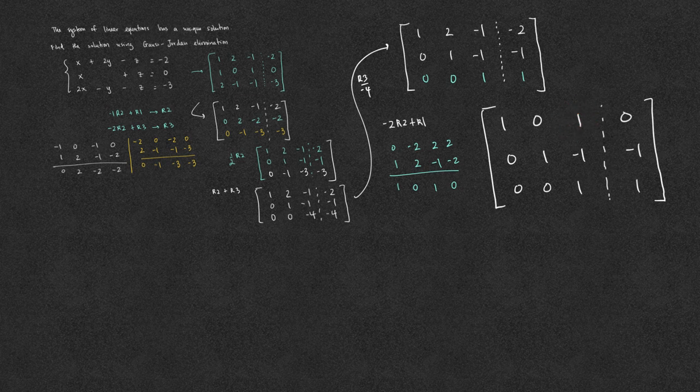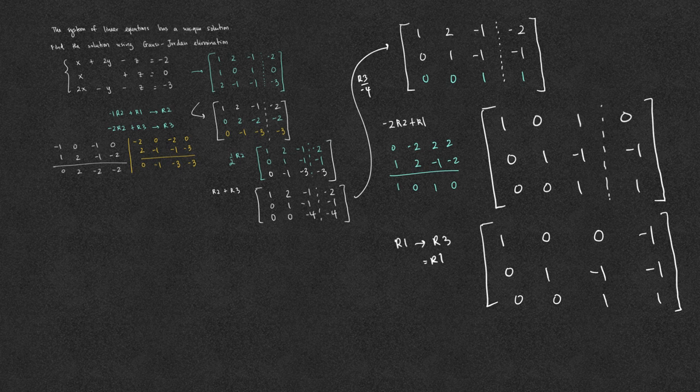We then turn the entry in the third column and in the first row to 0, and we can do that by not combining row 1 and row 2, but row 1 and row 3. We can take row 1 minus row 3 to get row 1. 1 minus 0 is 1, 0 minus 0 is 0, 1 minus 1 is 0, and 0 minus 1 is -1. The second row is still 0, 1, -1, -1, and the third row is 0, 0, 1, 1.